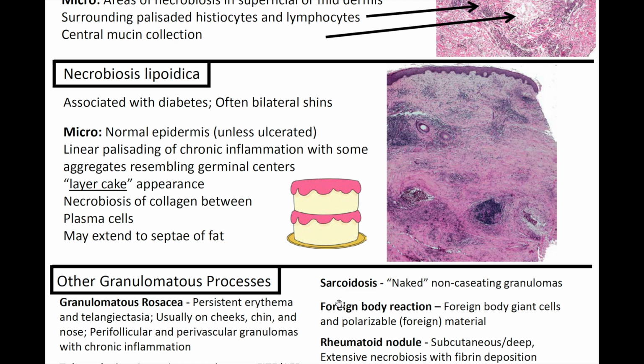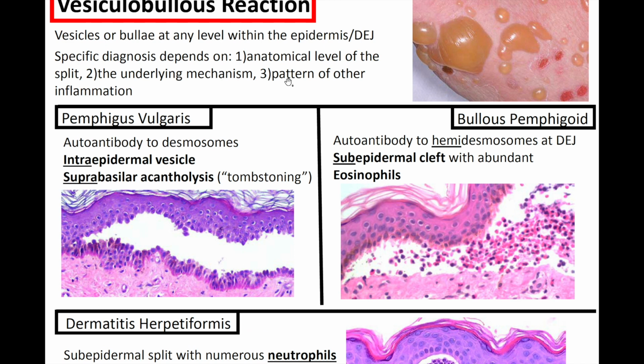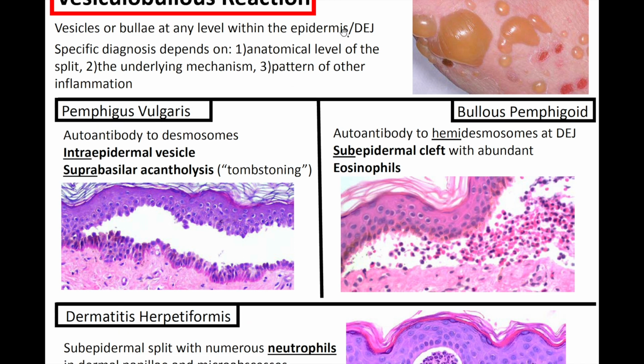And as previously mentioned, rheumatoid nodule. So this occurs in the subcutaneous or deep tissue, with extensive necrobiosis with fibrin deposition centrally, and it's often multifocal. And again, the buzzword for rheumatoid nodule that Dr. Gardner talked about was a red granuloma. Vesiculobullous reaction. As the name would suggest, this is when you have vesicles or bullae at any level within the epidermis or dermo-epidermal junction. The specific diagnosis depends on the anatomical level of the split, the underlying mechanism, and pattern of other inflammation.